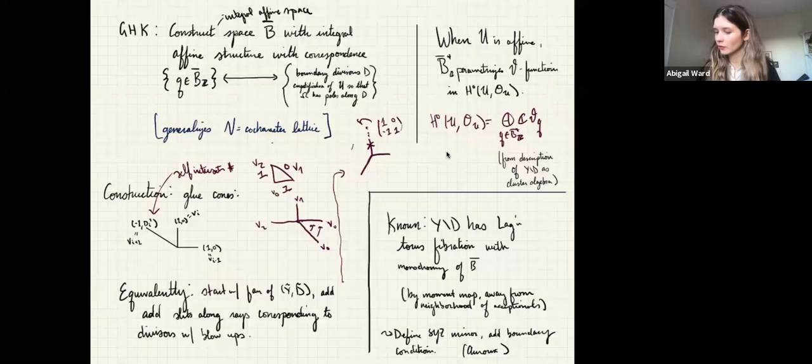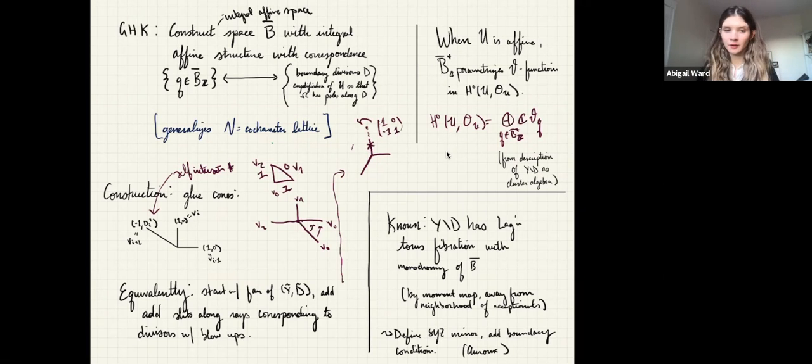Okay, and we know that this Y minus D has a Lagrangian torus fibration that has the same global monodromy as this base B bar. And the base of this torus fibration will be the moment map of the torus acting on a region inside of your interior, away from the exceptionals. So note that C star squared lives inside that space U. And so what we would like to do is define some sort of SYZ mirror and compactify by adding some boundary conditions following work of Auroux.